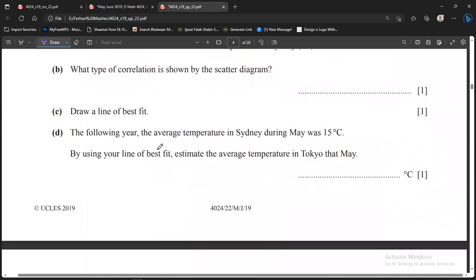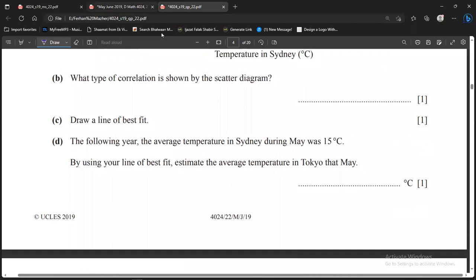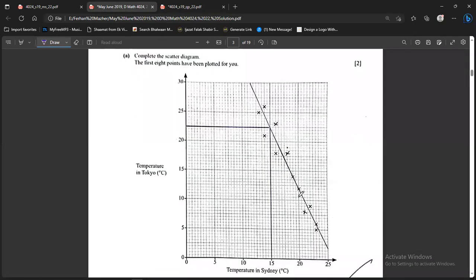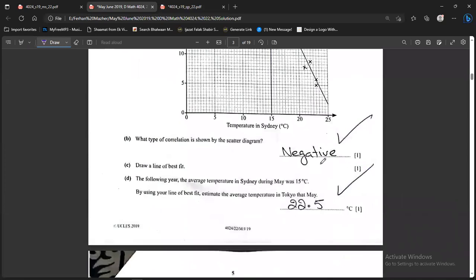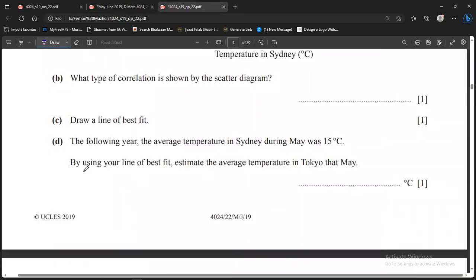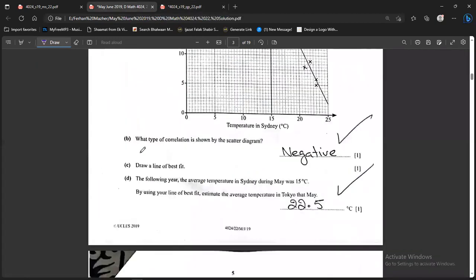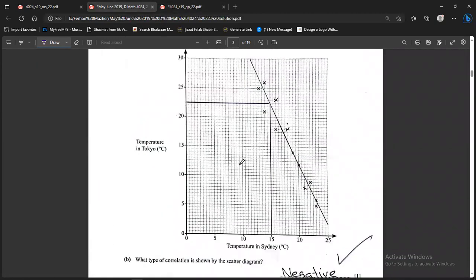Then the question is, what type of correlation is shown by the scatter diagram? If you look at this scatter diagram, as you go to the right, the pattern goes downward, which means it's a negative correlation. Then they say, draw a line of best fit. The line of best fit is a line along the pattern, between the points, where the number of points on one side is equal to the number on the other side. I have drawn this line of best fit.